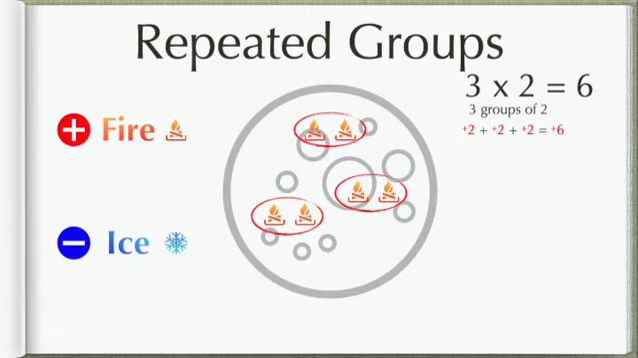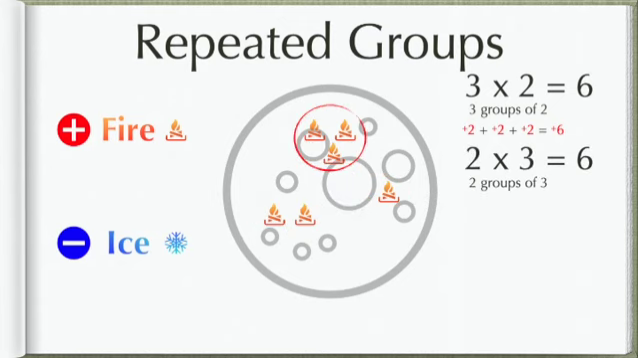What if I reverse it and I have 2 groups of 3? Well, I just have 2 circles that time, and inside each circle is 3 fires. I still have 6 fires, so the temperature of my soup has still gone up 6 degrees. It's the same thing, but this time it's 3 plus 3 is 6. Let's throw some negatives in there.